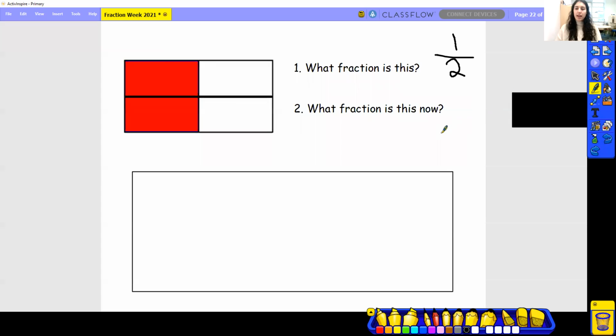Great, so once again, we're going to start with the denominator. The bottom number tells me how many equal parts make up the whole. So in my whole shape, I've got 1, 2, 3, 4. There we go. And we have got how many of those shaded? 2 of them are shaded.